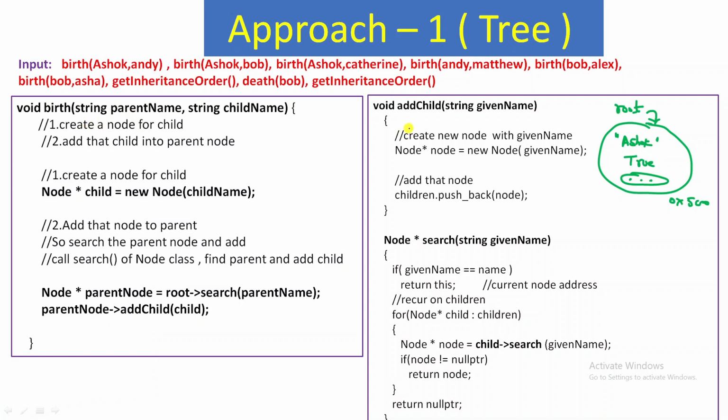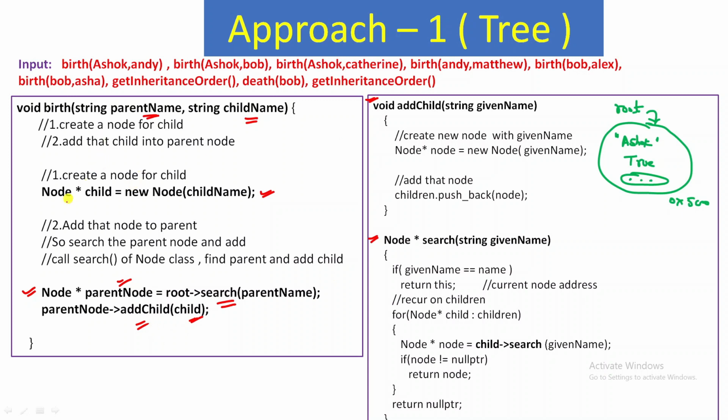So this is the birth API and its supporting APIs. The birth API will be in the ThroneInheritance class, and add child and search will be defined in the node class. In the birth API, as I have told you in the previous slides, in the birth we will always search first for the parent. Whenever we get the address of the parent, we will add the given child to that particular parent. So first we will create a node for the child, then start the journey of searching for the parent, and whenever we get the address of the parent node, we will add the child to that node.